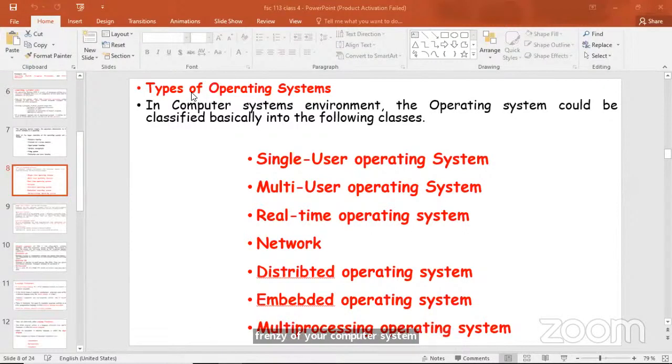Now, yes, sir, can you please give us some example of each of the operating system? Of course, you have Windows operating system, you have Unix, you have iOS, and a host of others. Again, the slides becomes big.